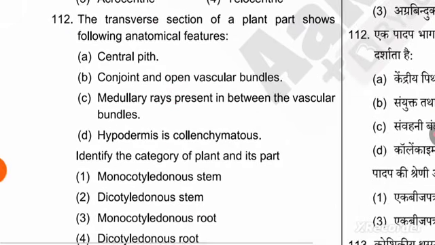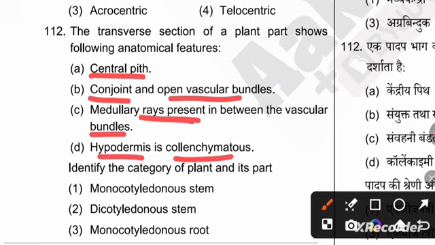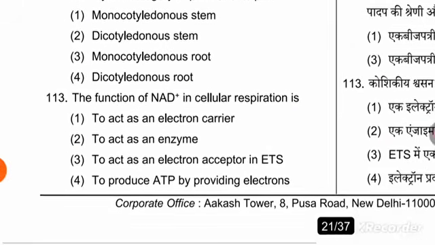The transverse section of a plant part shows the following features: a central pith, conjoint open vascular bundle, medullary ray present in between vascular bundles, and hypodermis is collenchymatous. We need to find out whether these characteristics belong to monocot stem, dicot stem or monocot root. Here these characteristics we can find in dicot stem. So dicot stem is the right answer. Let us move to the next question.